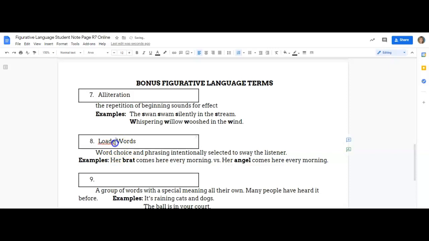This is when the word choice that you pick is intentionally phrased to sway the listener. I know what your opinion is because of the words that you use. So if I said something like, her brat comes here every morning, you know I don't like that kid. On the flip side, if I said, her angel comes here every morning, you know that I really, really like that kid. If I said, her son comes here every morning, it's not loaded at all, one way or the other. It's just kind of neutral. But a loaded word is going to kind of load it up with what your opinion is.